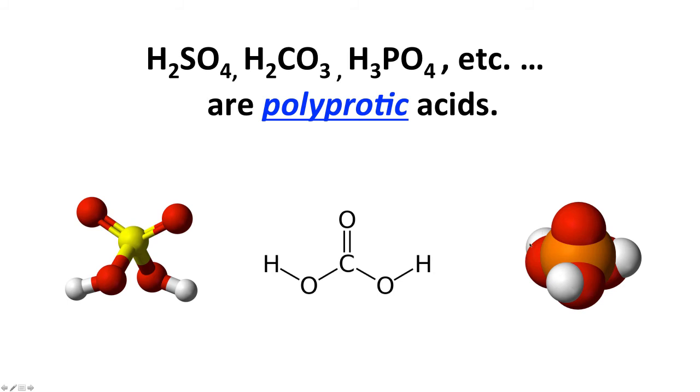1, 2, 3 hydrogens. We call acids like this polyprotic acids, meaning poly, or many, protons or hydrogen ions can dissociate from these acids. So carbonic acid, for example, can have this hydrogen ion and that hydrogen ion dissociate. Sulfuric, this one and that one, and phosphoric, all three of these. Hydrogen ions can actually dissociate from the molecule.